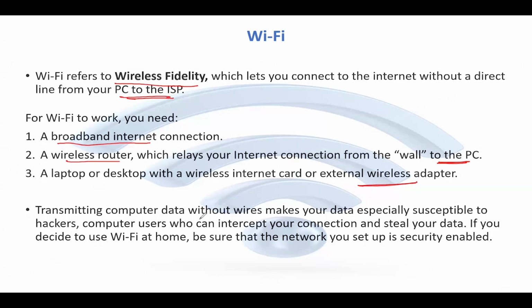Transmitting computer data wirelessly makes your data especially susceptible to hackers, computer users who can intercept your connections and steal your data. If you decide to use Wi-Fi at home, be sure that the network you set up is security enabled. So how do we do this security enabling, or what are the different kinds of security, we will be learning in the next session. As of now, you understand that if it is wireless, then it is more susceptible to hacking.